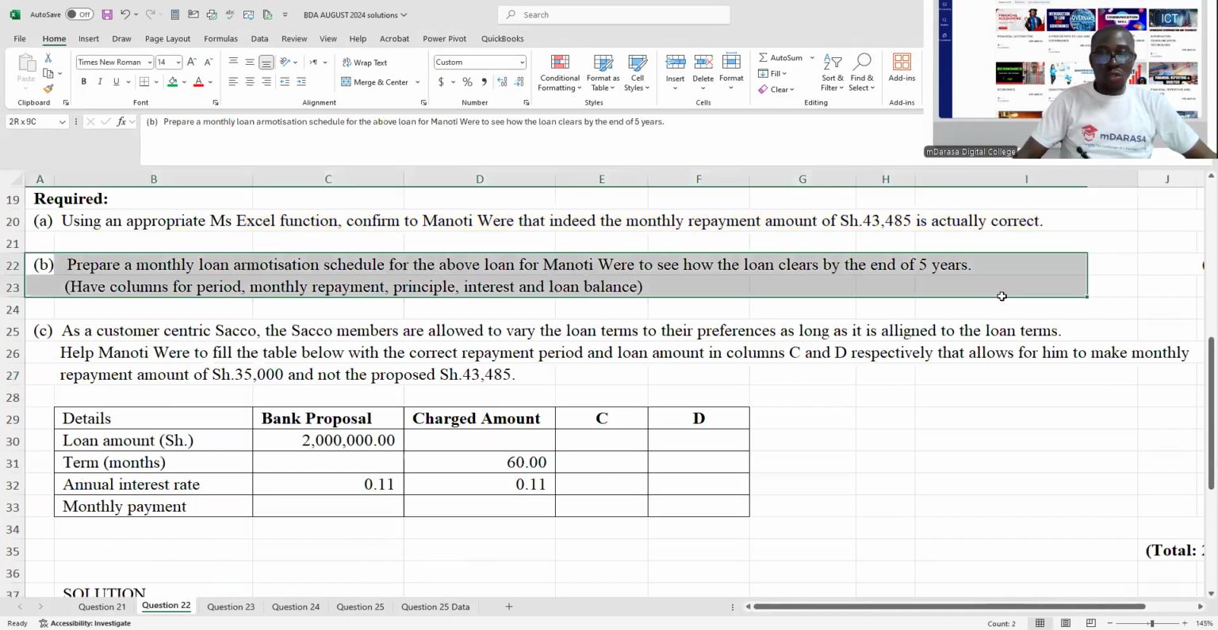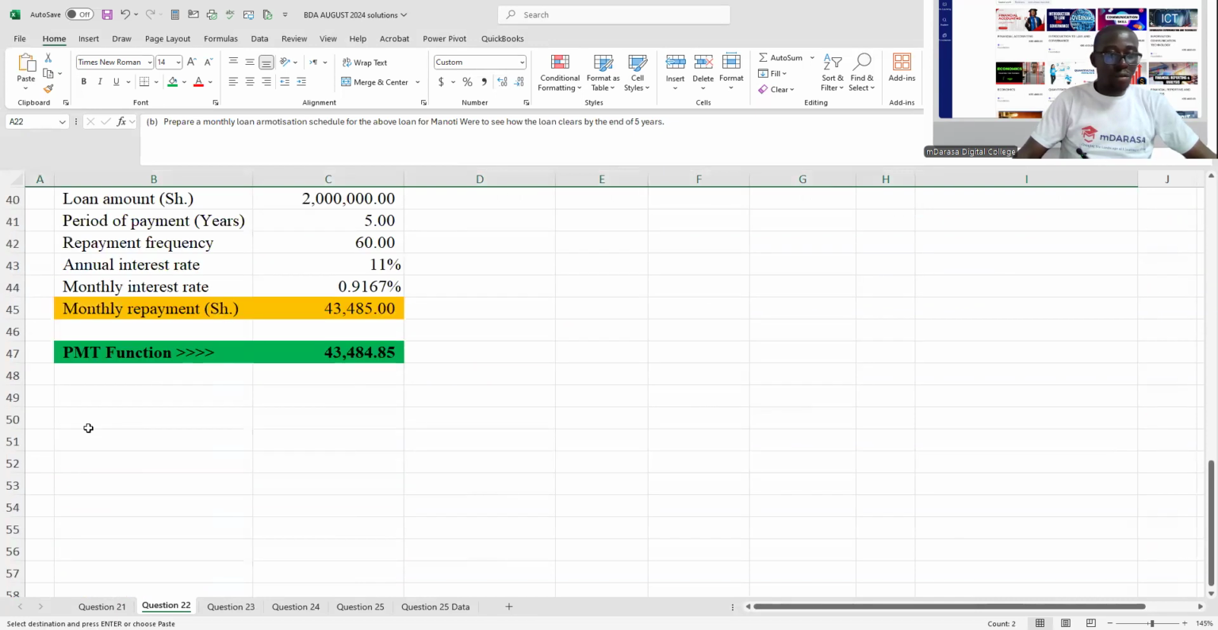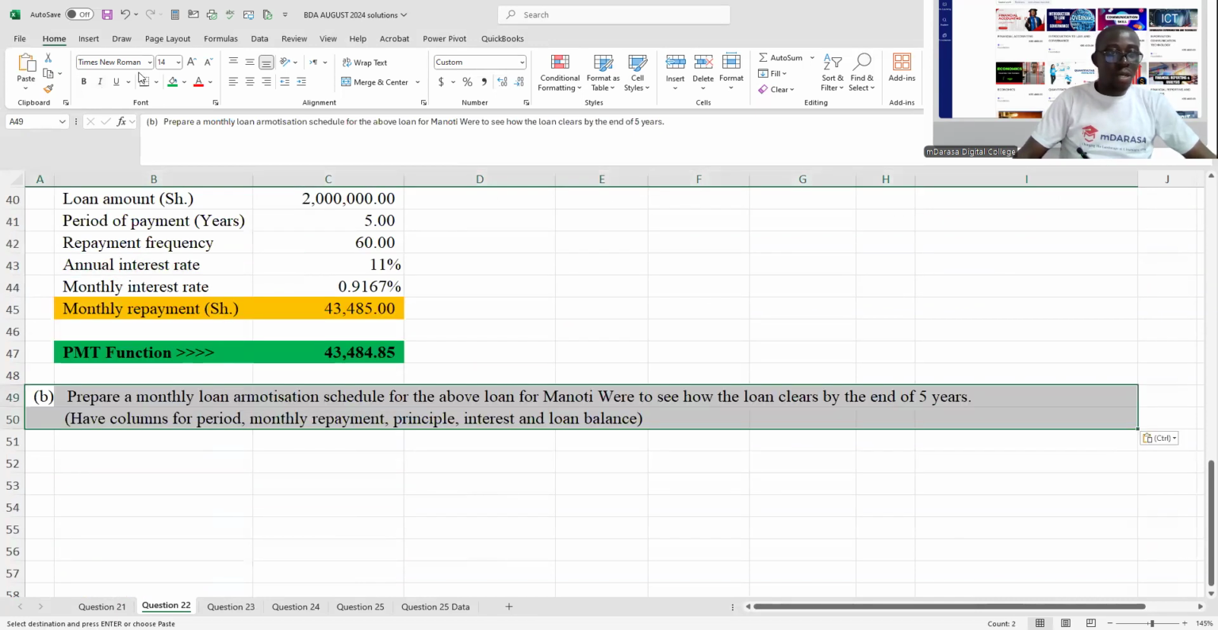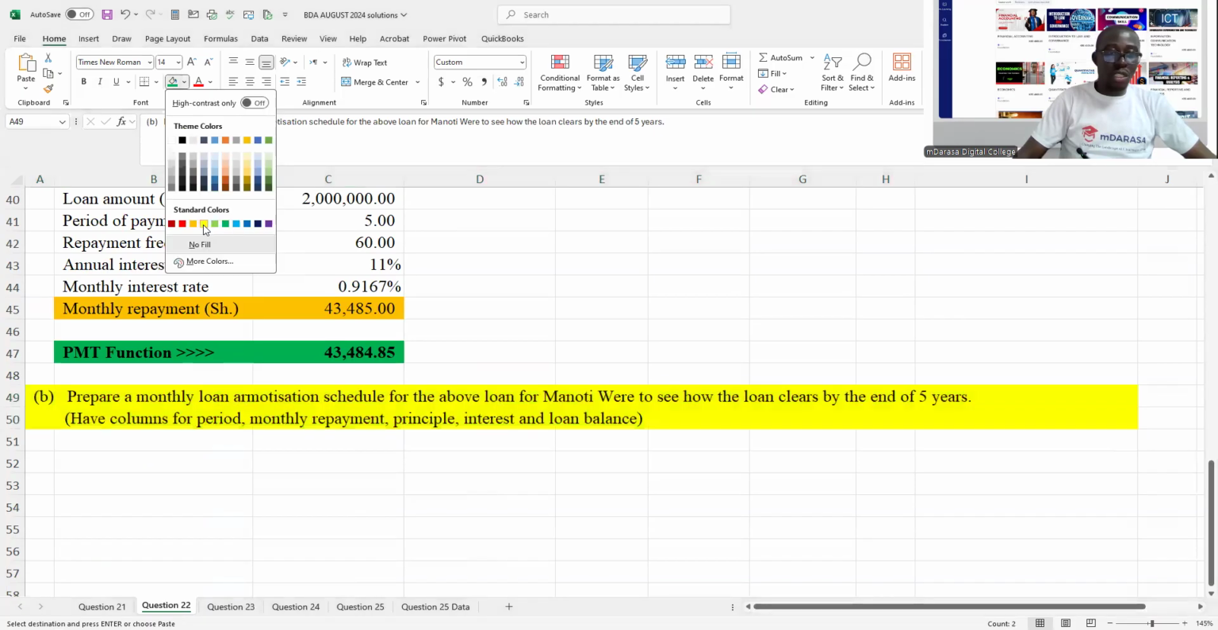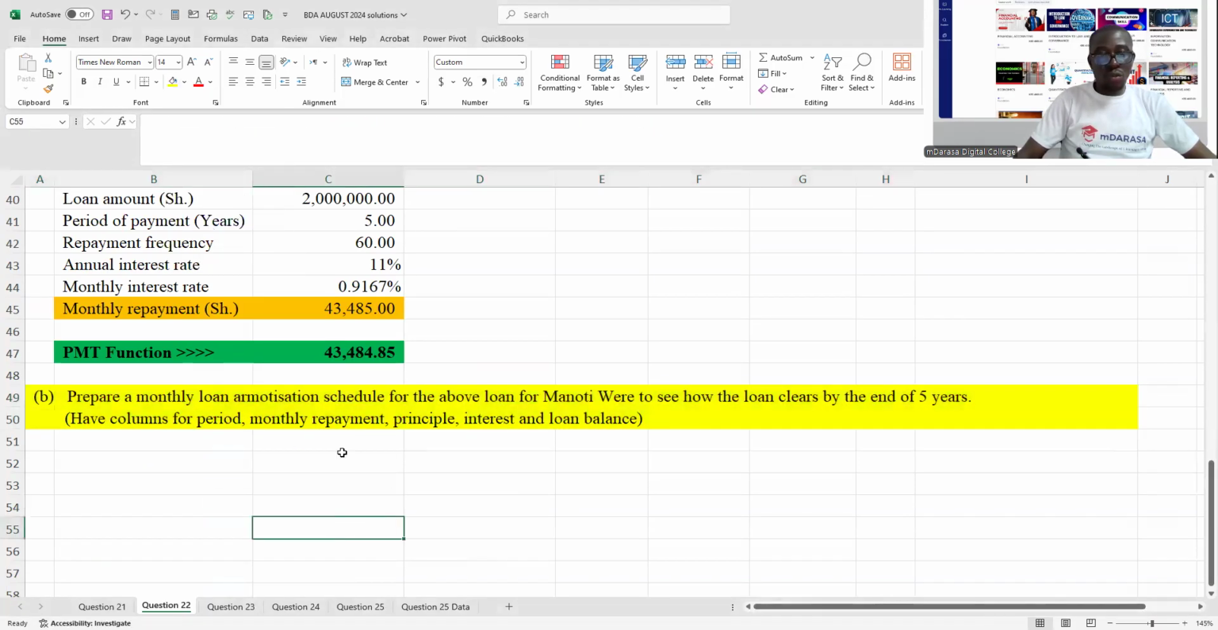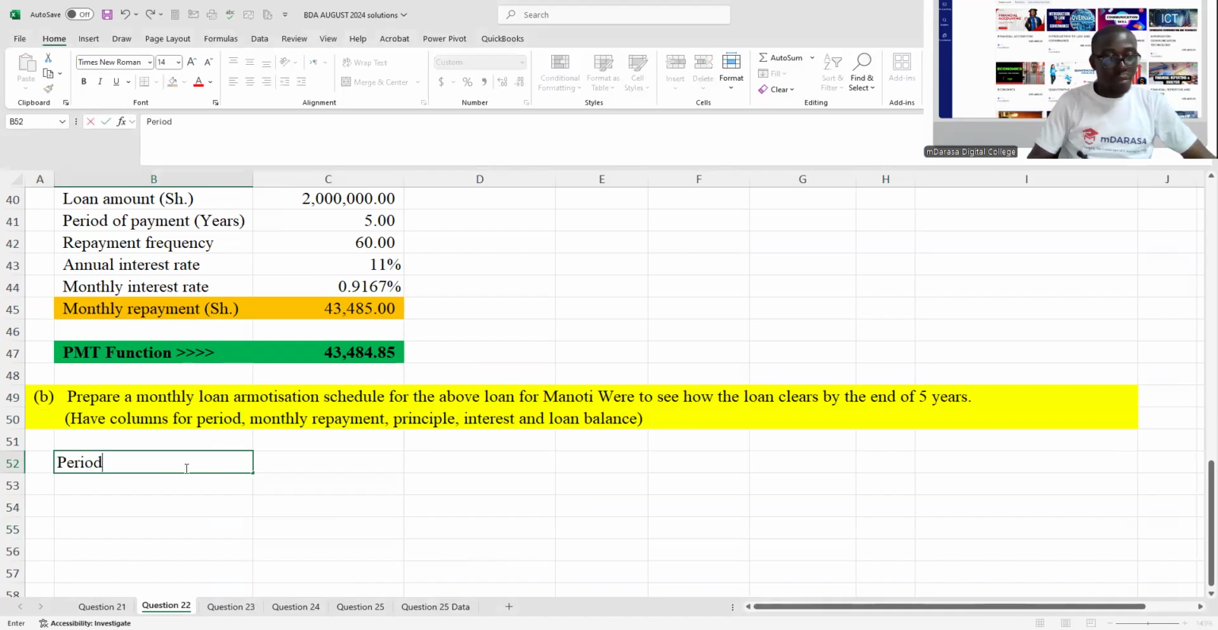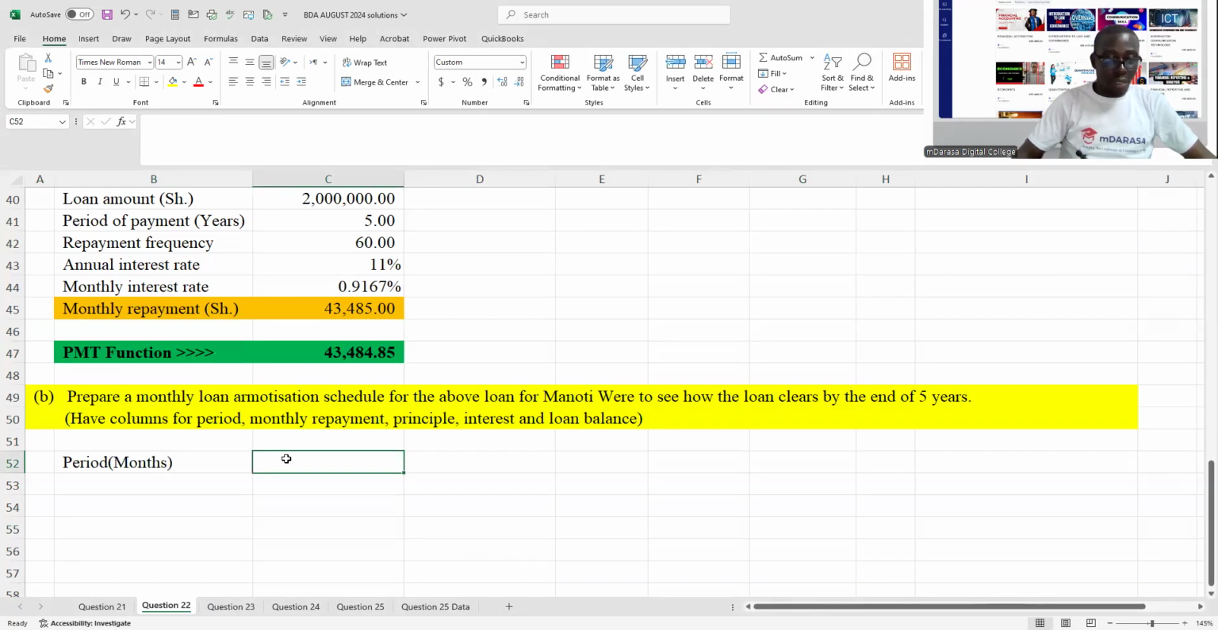So once we have that, you're done with the first case. The second case, we are told to prepare a loan amortization schedule. Remember, by now Mwalimu has guided us a lot when it comes to loan amortization schedules. So we should have our period, which is the number of months, then the monthly repayment. Before that, consider the loan balance brought down at the beginning of each period.